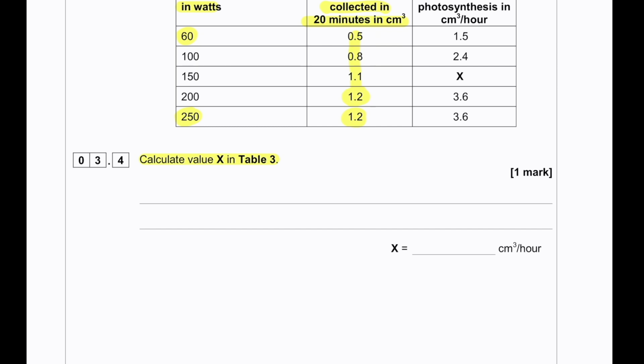So because we are doing the cm cube per hour thing, we need to know that 1 hour contains 60 minutes. When 60 minutes is divided by 20, it will produce the answer 3, which we will then multiply with the rate, which is 1.1 cm cube collected in 20 minutes. So we will then multiply that, and that will give us 3.3 cm cube. So 3.3 cm cube per hour at 150 watts.